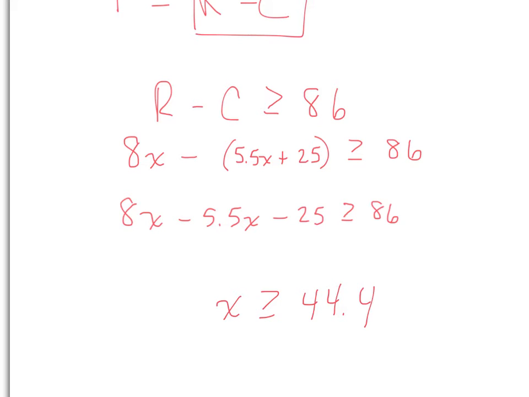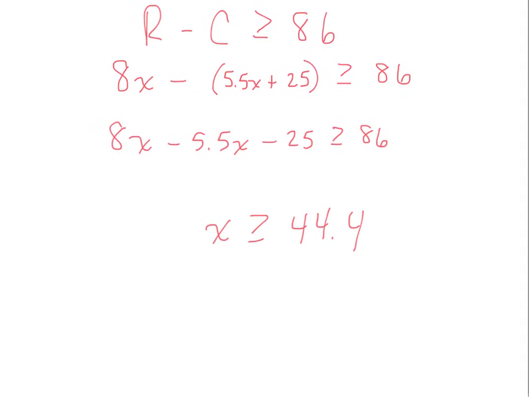Since it's greater than or equal to, and you're looking for an integer solution, as the context of the problem gives you, this answer is you need to order 45. Again, you can't order a fraction of a calculator, so you have to go up to the next possible integer value. Okay? Any questions on this? This is our starting point. So we'd say you order at least 45 calculators.